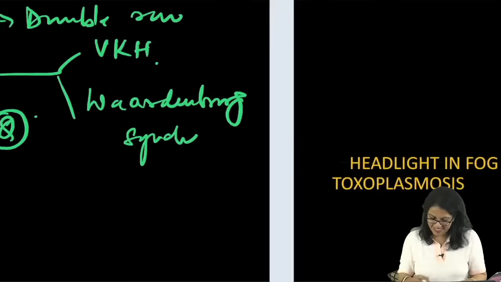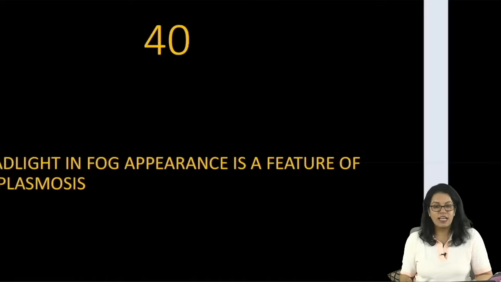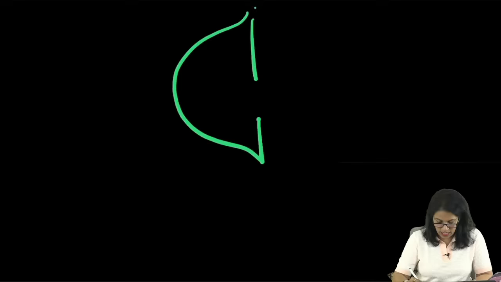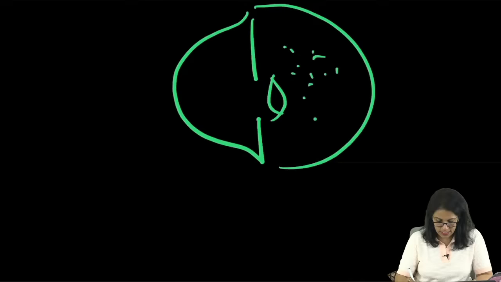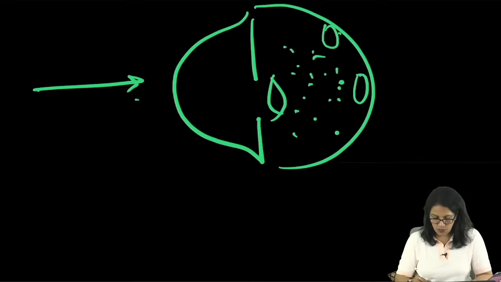Headlight and fog appearance is a feature of toxoplasmosis. We won't forget this. What is headlight and fog? There is intense vitritis. There are so many inflammatory cells. There is so much intense vitritis that when we are looking through it, we see these lesions as if I am looking through a fog. This is what is called headlight and fog appearance.